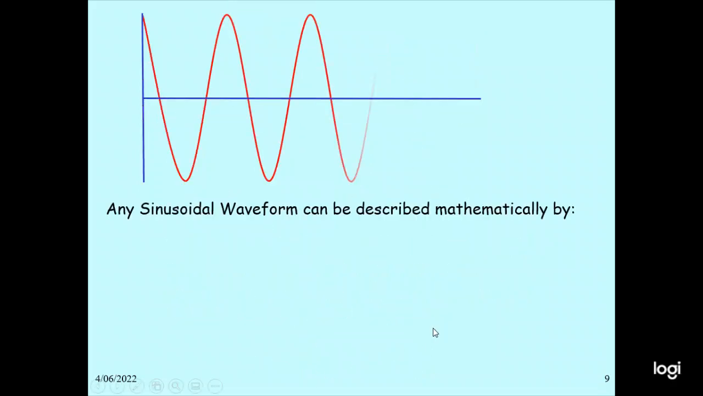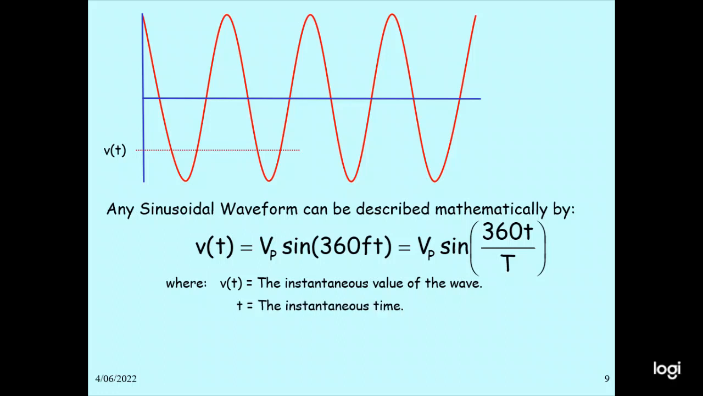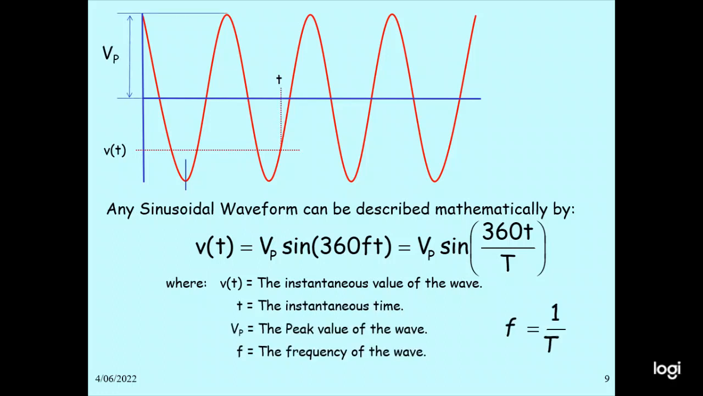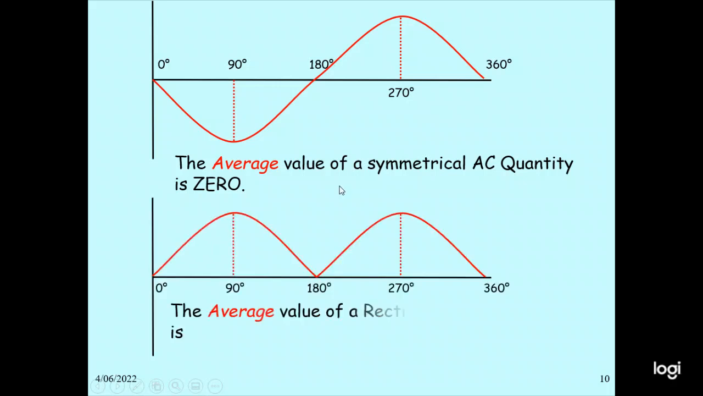Any sine waveform can be described mathematically by v equals VP sine 360 ft, or VP sine 360 t by T, where v is the instantaneous value of the sine wave, t is the instantaneous time, VP is the peak value of the wave, and f is the frequency of the wave, f equals 1 by T. 360 ft is the angle at the instantaneous time t. The average value of the AC quantity is 0. The average value of the rectified AC quantity is 2 by pi, or 0.637.